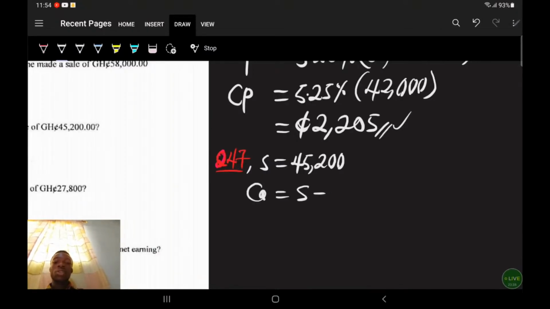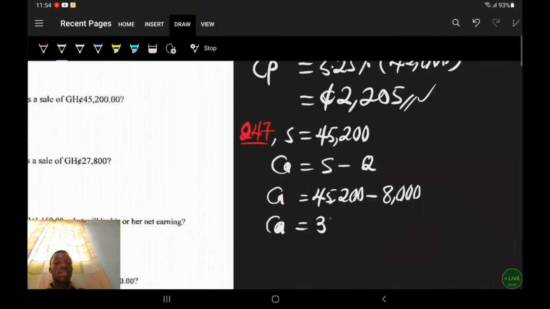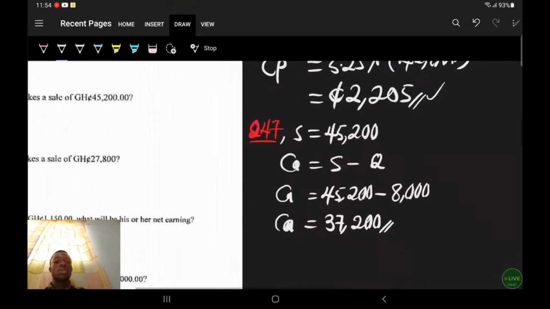It's going to be your sales minus the quota. In this case, we're going to use the minimum quota, which is 8,000. So the commission amount is going to be 45,200 minus the minimum quota of 8,000 in the question that we were told. So at the end of the day, your commission amount should arrive at 37,200 Ghana cedis.